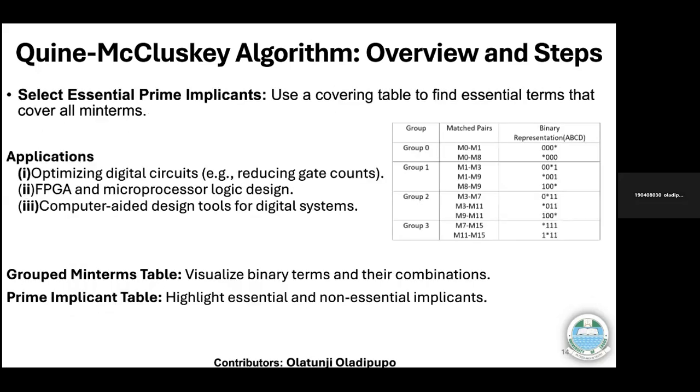Next slide. So the applications for the Quine-McCluskey algorithm: it is widely used in digital electronics to design efficient circuits with fewer logic gates, saving cost and power, while it works well for functions with up to 6 to 8 variables. For very complex systems, heuristic methods like the Espresso algorithm may be more practical. So it is used to optimize digital circuits, in computer-aided design tools for design systems, and in FPGA and microprocessor logic design.